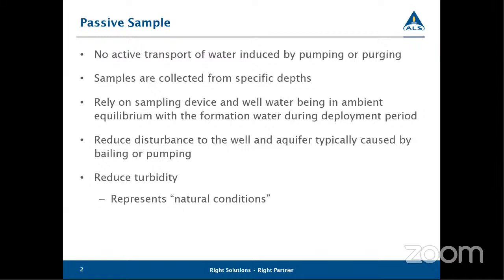So you're not going to be pulling water from above your screen interval, below, or adjacent areas. It's all going to be collected right from your screened interval at the specific depth that your passive diffusion sampler is hanging. So the sampling device is hung in the ambient well water. It reaches equilibration during that deployment period, which is typically about 14 days, so you don't get any of the disturbance to the well and the aquifer that you might have from bailing or pumping. So it's going to reduce any turbidity that you have in your sample. It's going to give you much more of a representation of what the natural conditions are inside the well, because you aren't actually physically disturbing it prior to collecting the sample.